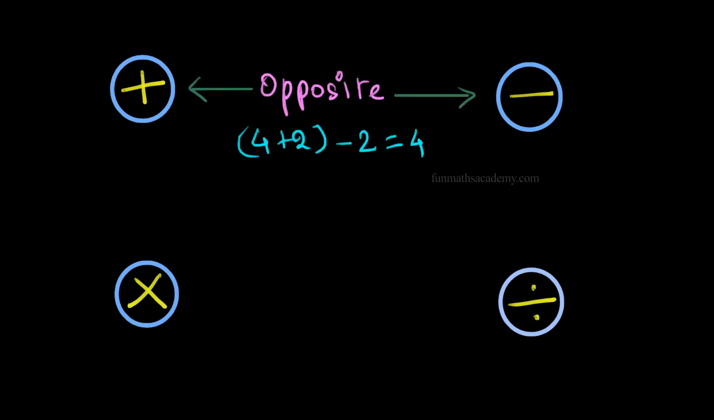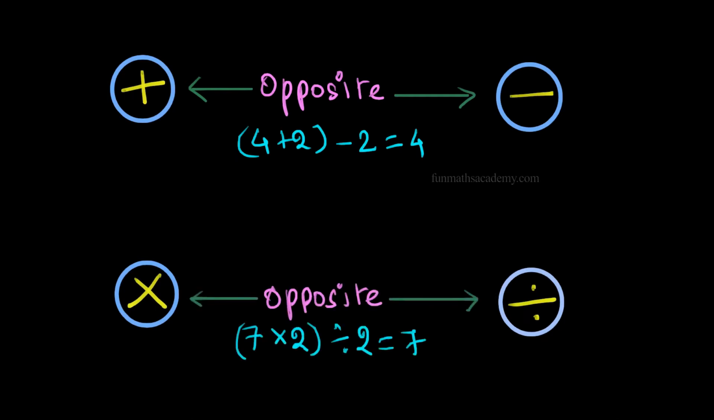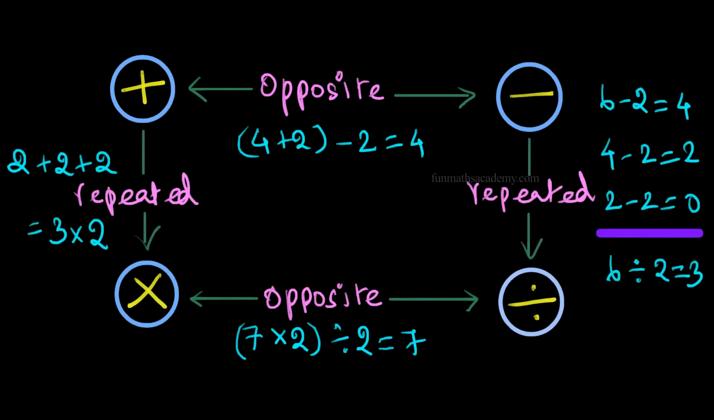We know that addition is used to add, subtraction is used to subtract, multiplication is used to multiply, and division is used to find the quotient. These four operators are related to each other. For example, addition and subtraction are opposite to each other. Likewise, division and multiplication are opposite to each other. Not just that, repeated addition is multiplication and repeated subtraction is division.